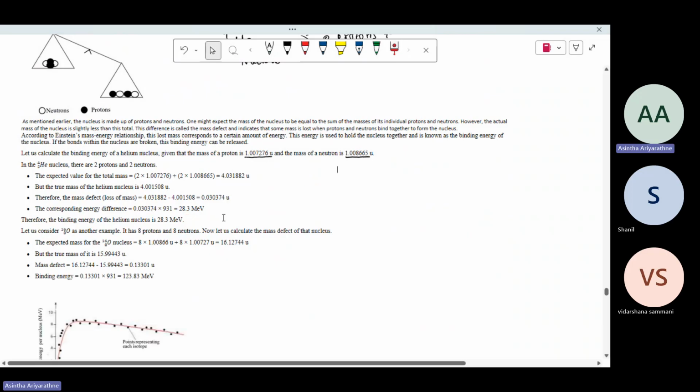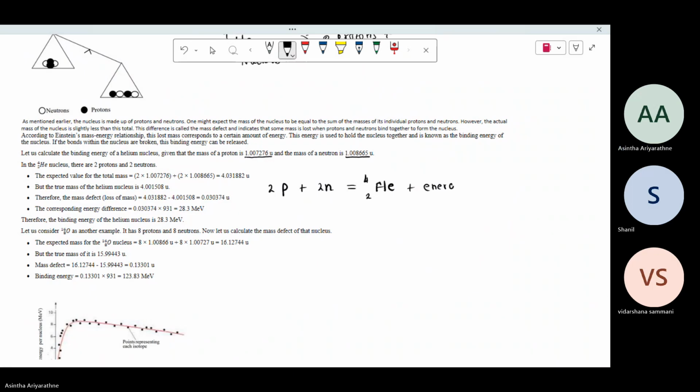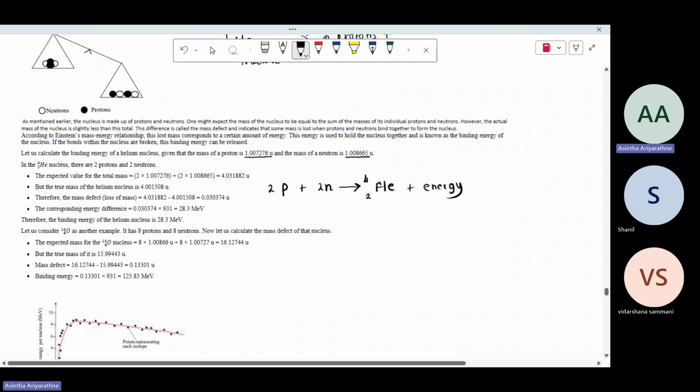So that is the corresponding energy difference for this nuclear reaction, where two protons plus two neutrons form a helium nucleus. Additionally, some amount of energy is released during this nuclear reaction.